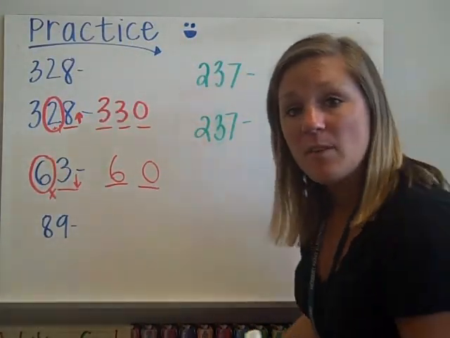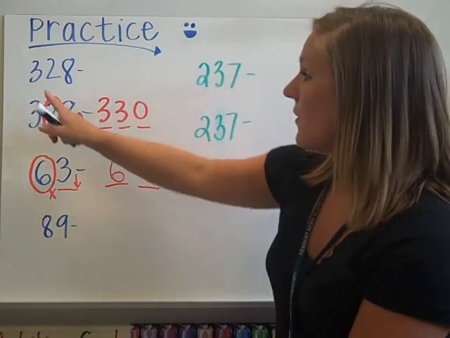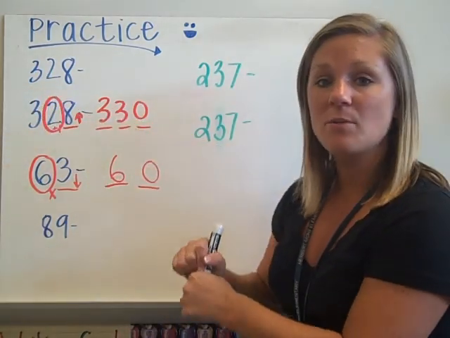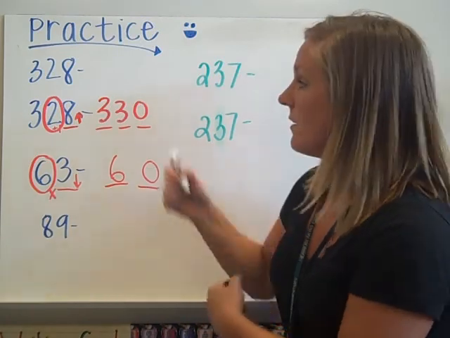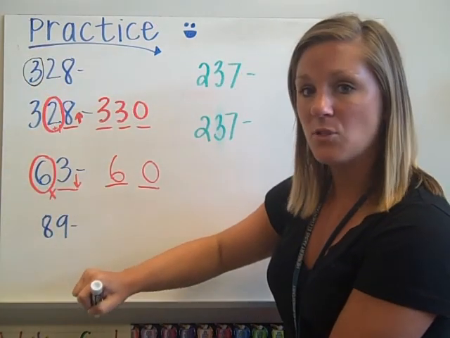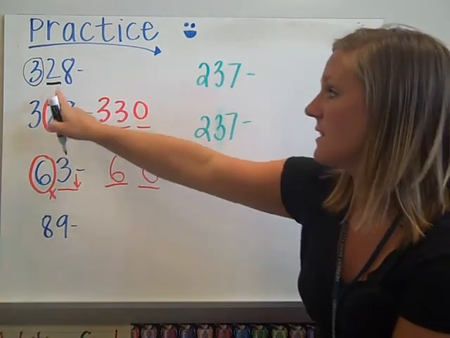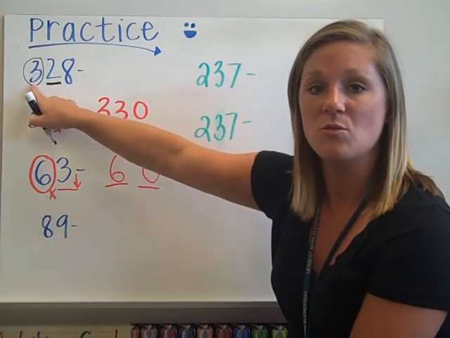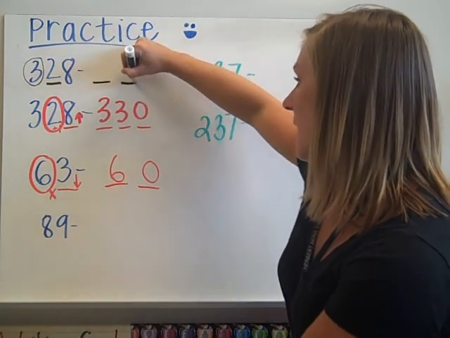Okay, I did a couple of them for you, and I'm going to do the rest with you now. So for 328, I'm going to round this one to the hundreds place. So remember step 1, I'm going to circle the digit I'm rounding to. Step 2, underline the digit to the right. This is the digit that tells me what to do to the circle. Step 3 is to put the dashes in my answer.